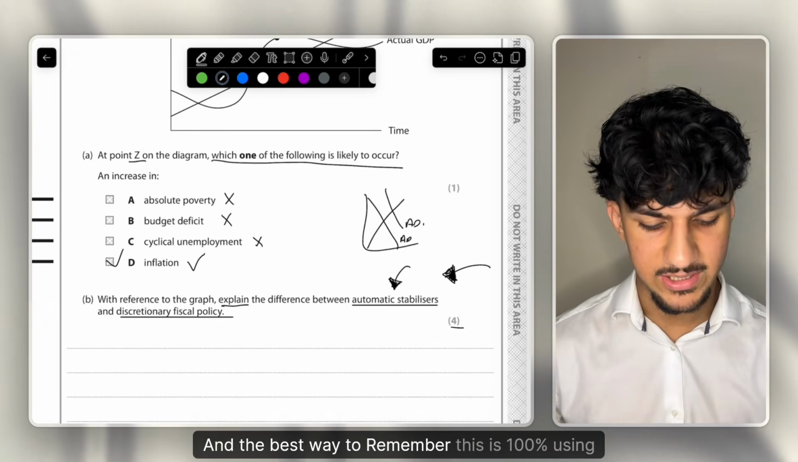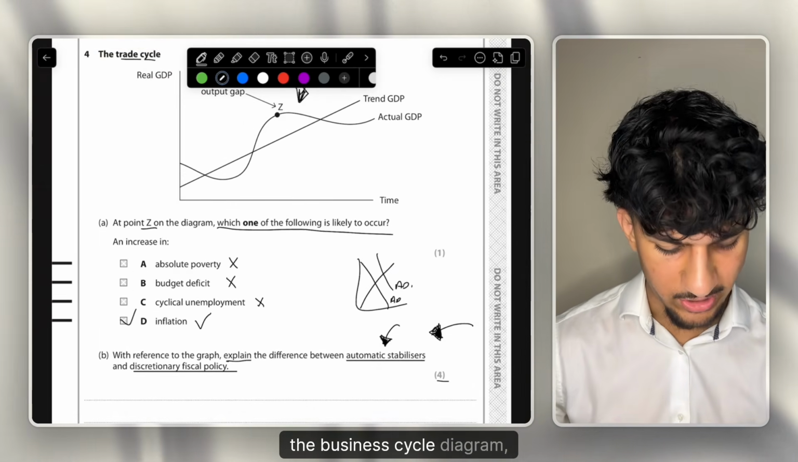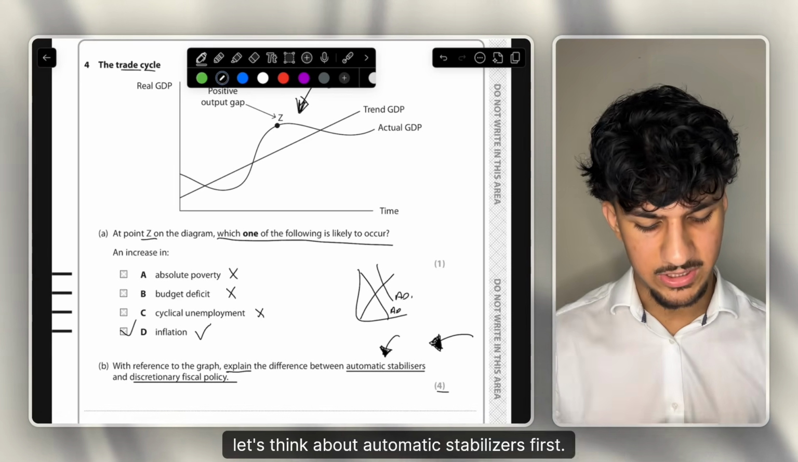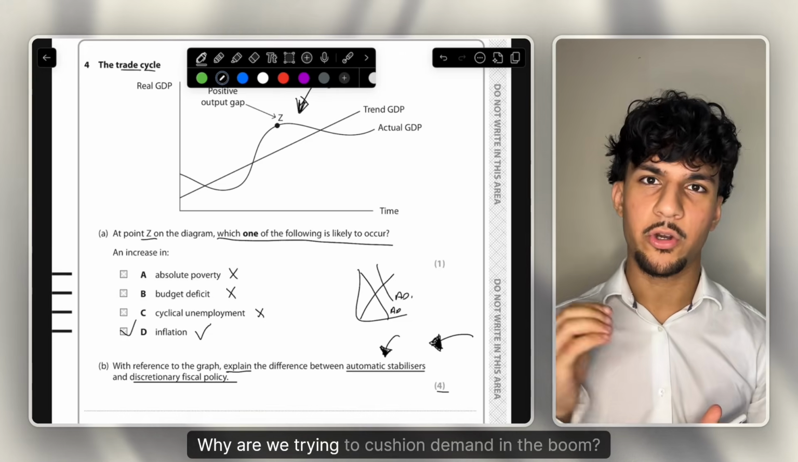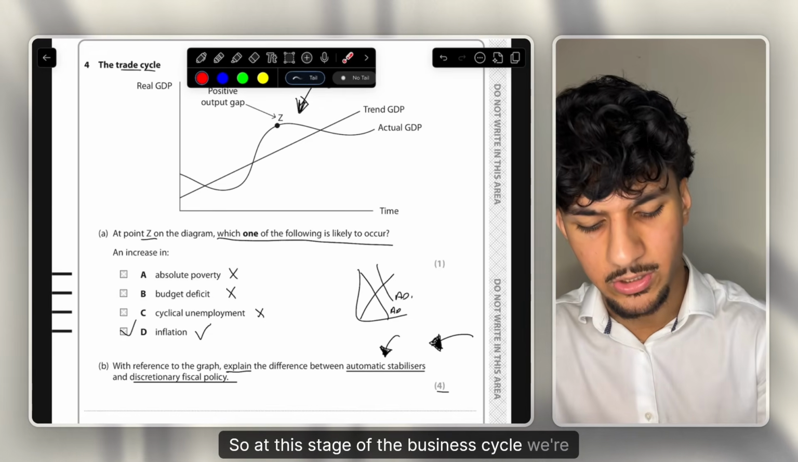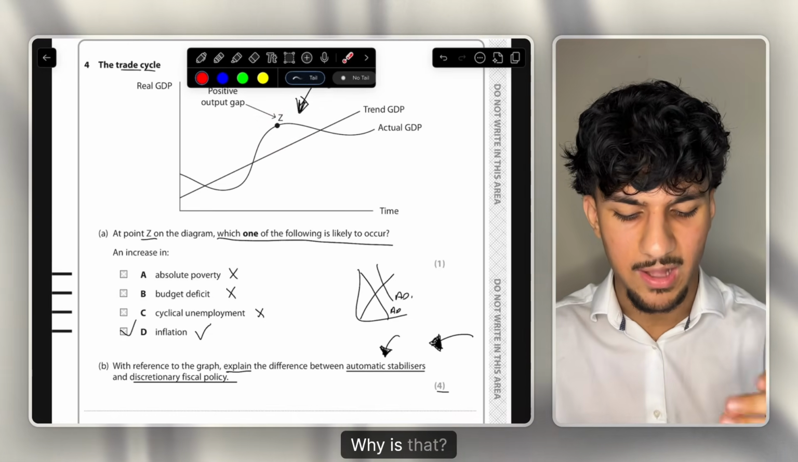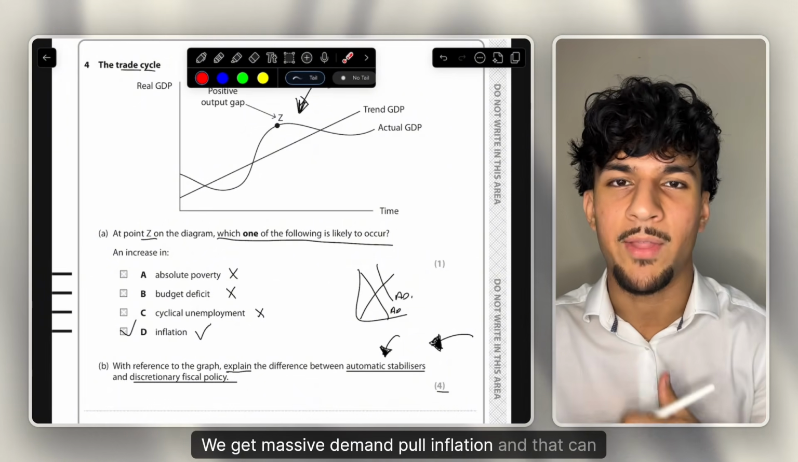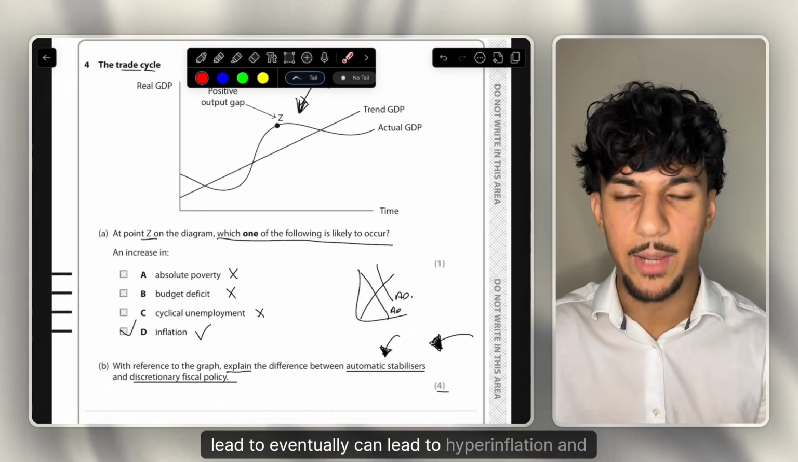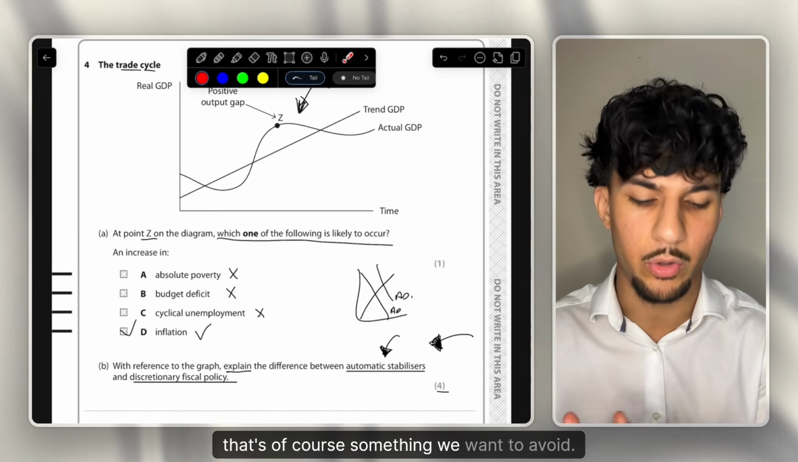The best way to remember this is 100% using the business cycle diagram. Let's think about automatic stabilizers first. The role of automatic stabilizers is to cushion demand in the boom. Why are we trying to cushion demand in the boom? Since if demand grows too large, what do we get? We get massive demand pull inflation, and that can eventually lead to hyperinflation, which is something we want to avoid.